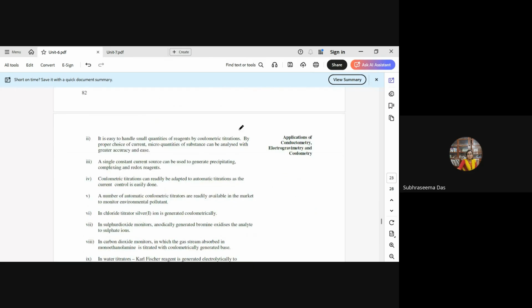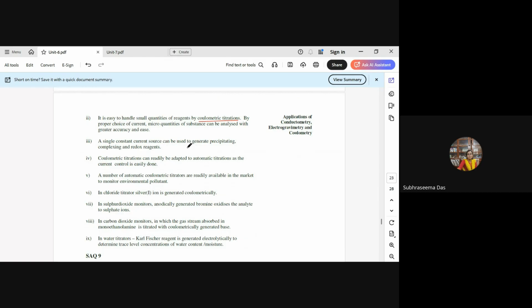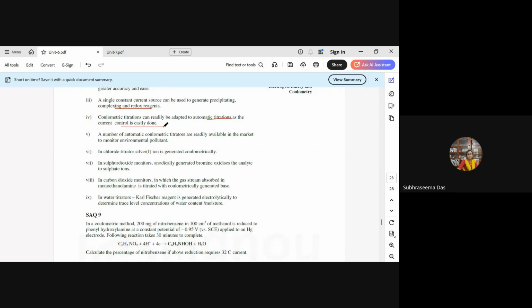It is easy to handle small quantities of reagents by coulometric titrations. By proper choice of current, micro quantities of substance can be analyzed with greater accuracy and ease. With a single constant current source, it can be used to generate precipitating, complexing, and redox reagents. Coulometric titration can readily be adapted to automatic titrations as the current control is easily done.